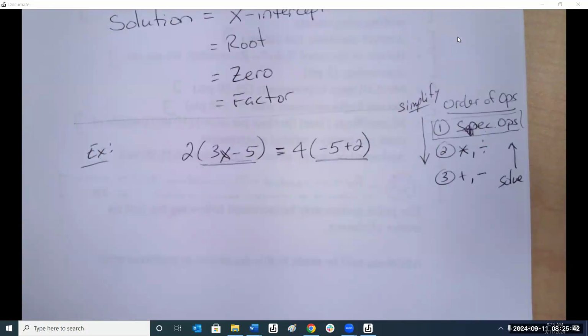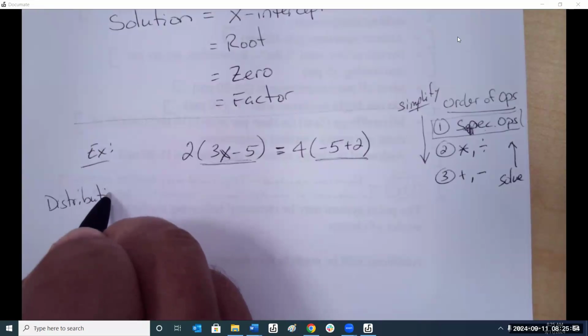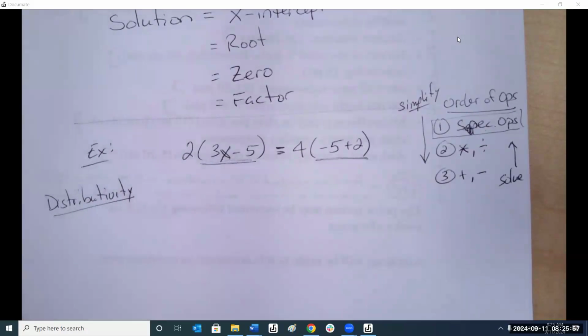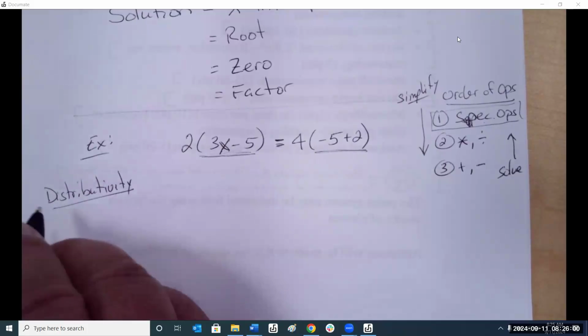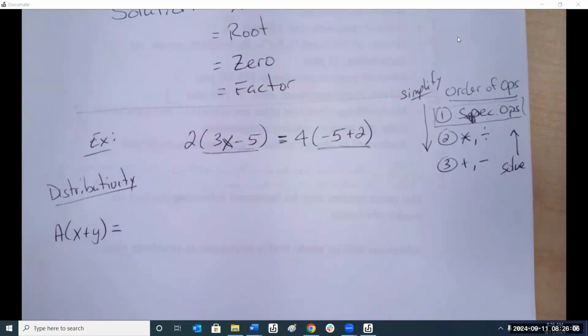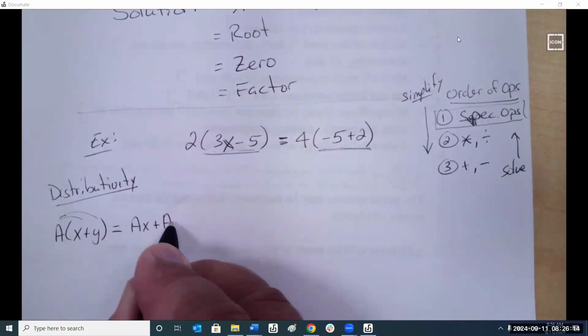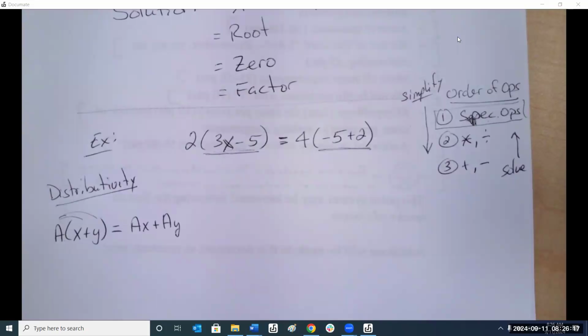How? What's that called? Distributivity. Distributivity is a powerful concept. We'll go over that in a second. Basically, all it's saying is this. To get rid of the parentheses, whatever's in front multiplies to everything inside there. And after we finish this example, I'll show you why that's powerful. We'll be using that more than anything.